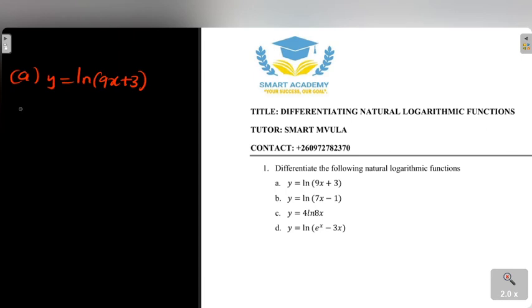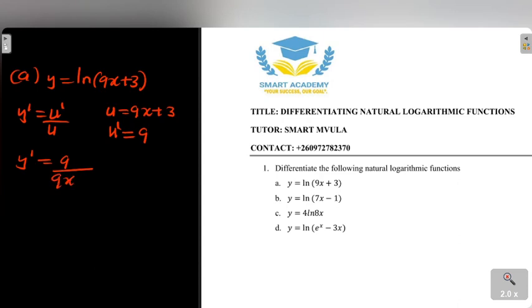What we do is we say y prime is equal to u prime over u, where we let u be whatever you have inside the brackets, meaning that u will be equal to 9x plus 3. Then we can obtain u prime by differentiating our function u, which will be equal to 9. So therefore y prime will be equal to u prime, 9, over 9x plus 3. So that becomes the derivative of our function.